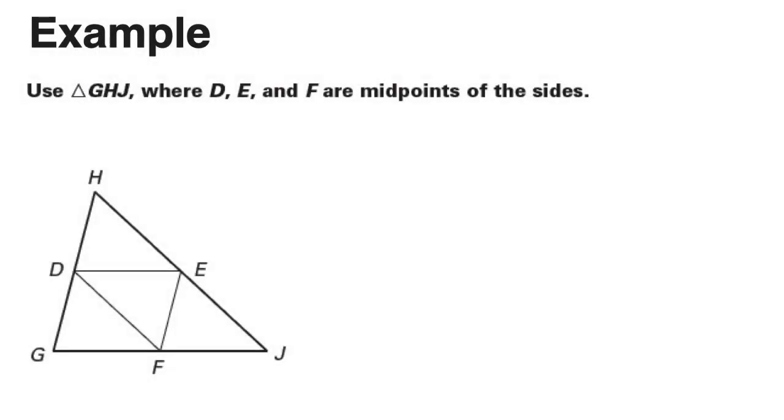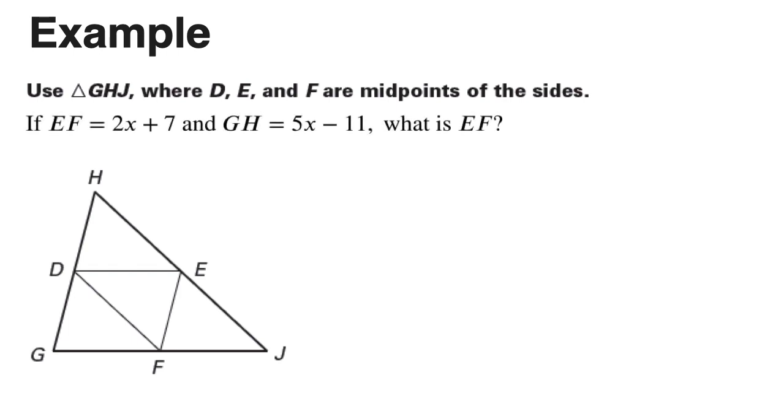We can also solve problems involving algebra. Use triangle GHJ, where D, E, and F are midpoints of the sides. If EF is equal to 2x plus 7, and GH is equal to 5x minus 11, what is EF? So what we're going to do is remember the half and the double relationship that exists in the midsegments of a triangle. EF is a midsegment. It is half as long as the side to which it's parallel. Therefore, twice the length of EF will equal GH. So 2 times 2x plus 7 is equal to 5x minus 11. So instead of using the number half, you can also double the short side and set it equal to the longer side.